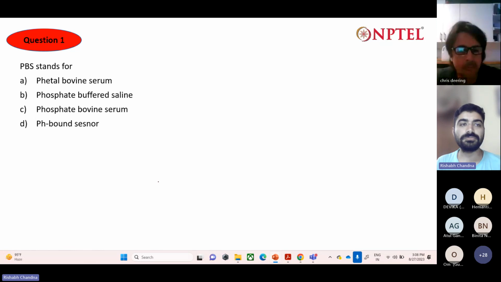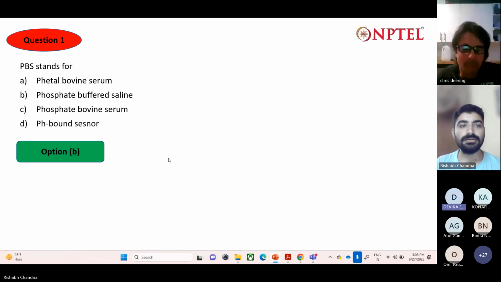Here are the options: fetal bovine serum, phosphate buffered saline, phosphate bovine serum, or pH bound sensor. Sorry for the spelling mistake, but can anybody guess what the answer is? Phosphate buffered saline. Okay. Anybody else? Yes, the answer is phosphate buffered saline.